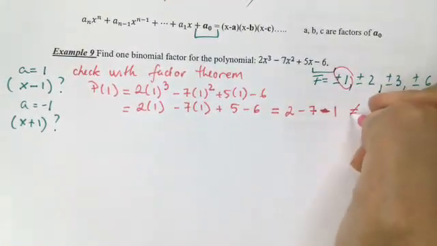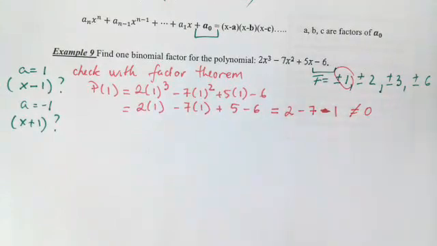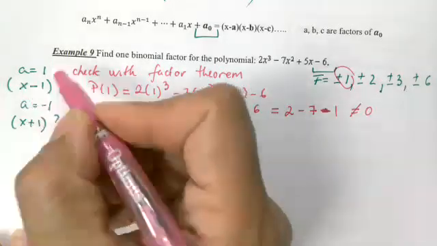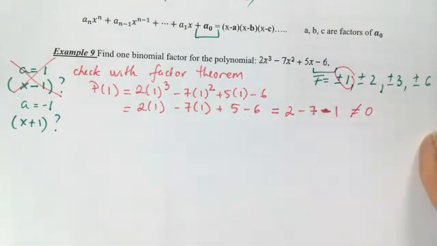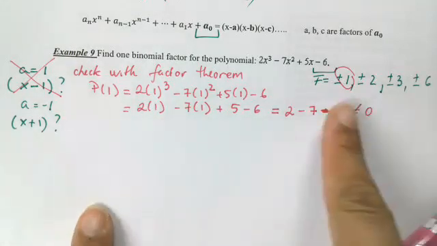No. I like to just write not equal to 0 once I narrow down to a short enough calculation that I can tell if it's 0 or not. I don't have to calculate; it's just a waste of time. So now that means this is no good. The binomial x minus 1 is not going to be a factor of the polynomial because the factor theorem checked it. It's not, okay? Then I go down this list here.